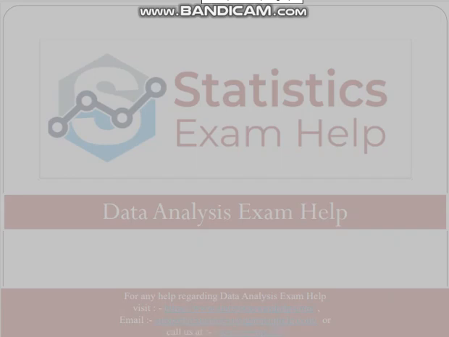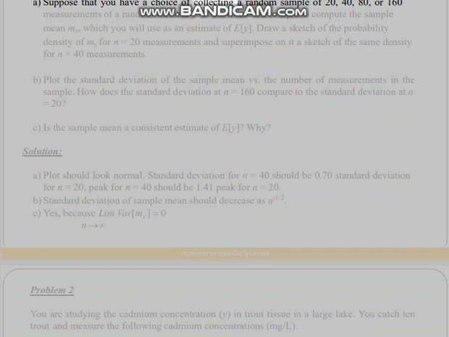Problem 1. Provide a brief answer to each of the following questions. A. Suppose that you have a choice of collecting a random sample of 20, 40, 80, or 160 measurements of a random variable y. You will use the sample to compute the sample mean, which you will use as an estimate of E[y].